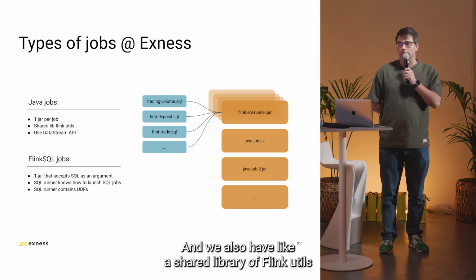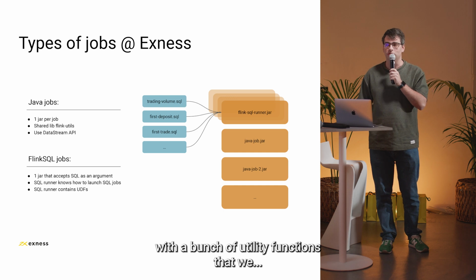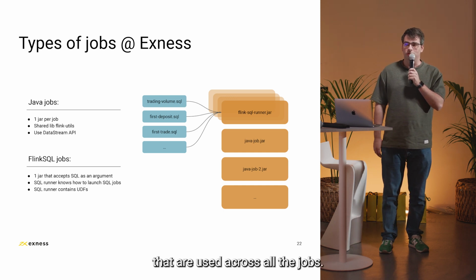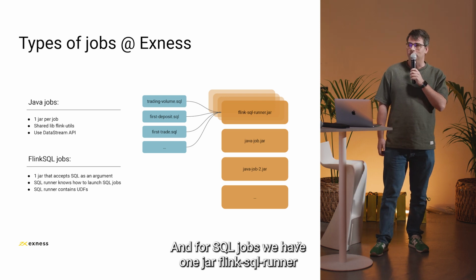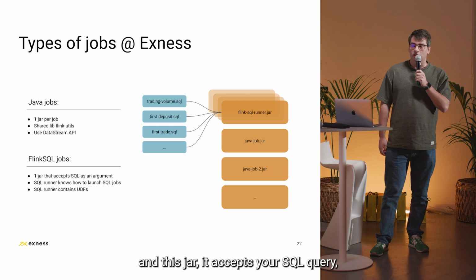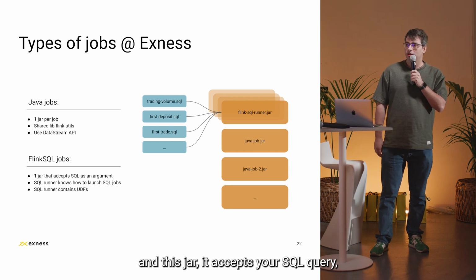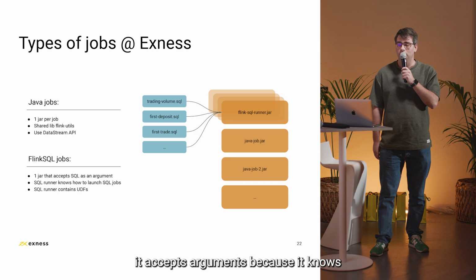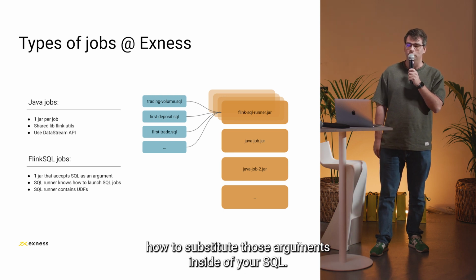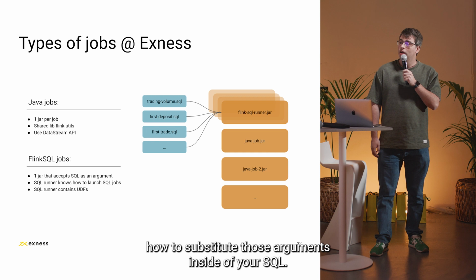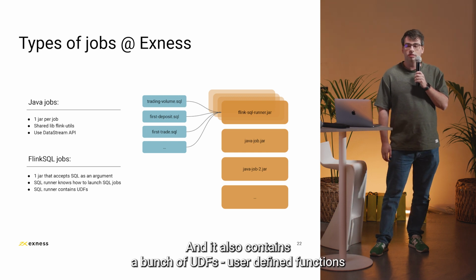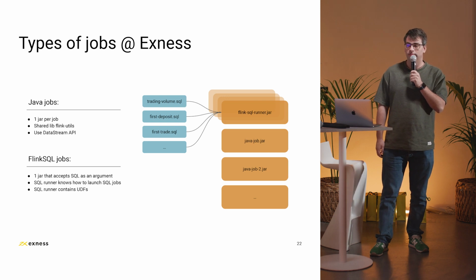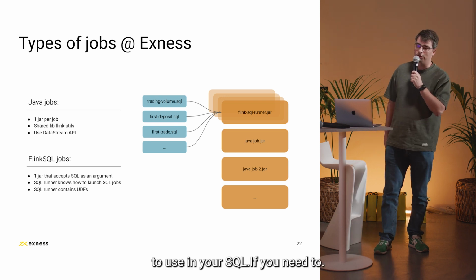And we also have a shared library of Flink utils with a bunch of utility functions that are used across all the jobs. And for SQL jobs, we have one jar, Flink SQL Runner. And this jar accepts your SQL query. It accepts arguments, because it knows how to substitute those arguments inside of your SQL. And it also contains a bunch of UDFs, user-defined functions, to use in your SQL if you need to.